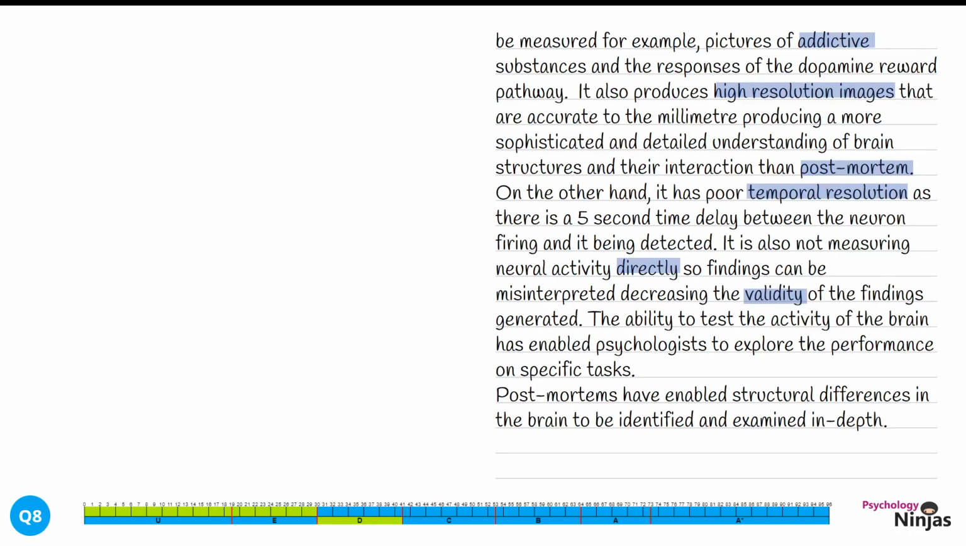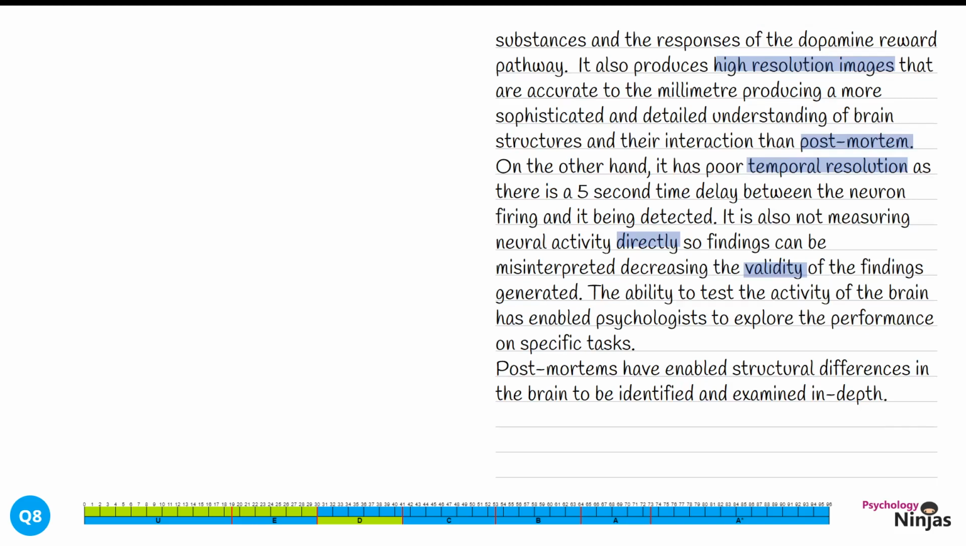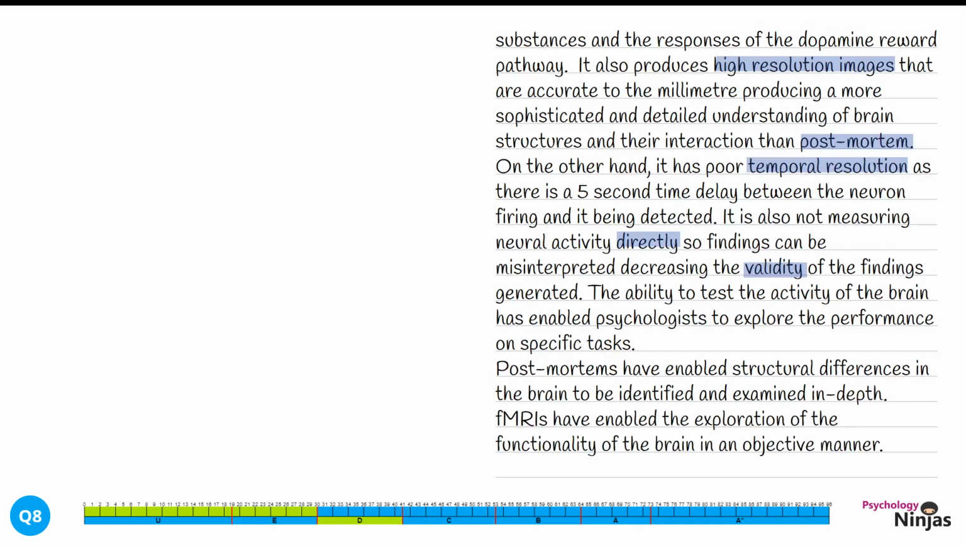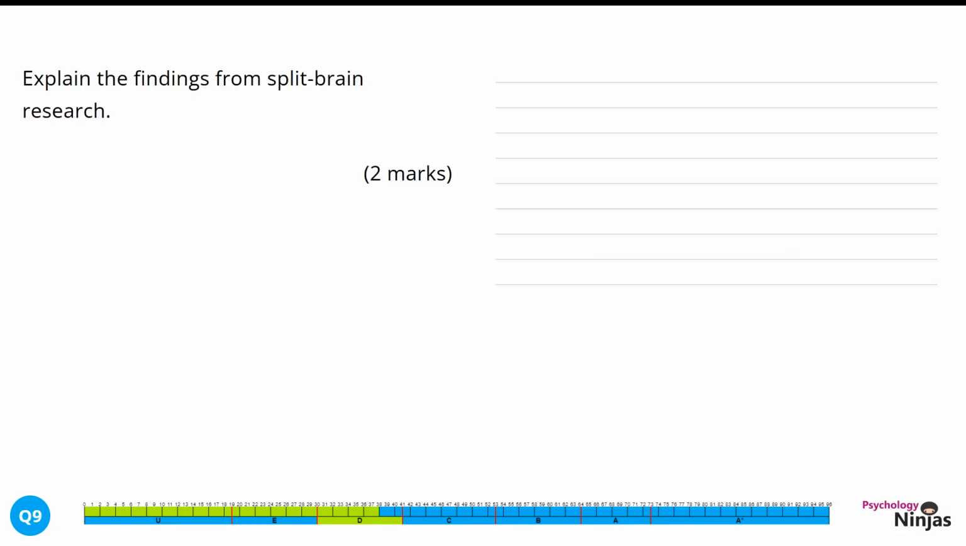Postmortems have enabled structural differences in the brain to be identified and examined in depth. Functional MRI have enabled the exploration of the functionality of the brain in an objective manner. Given the level of detail and depth of our knowledge about these two scanning techniques, that would be enough for our 8 marks. You could do more scanning techniques in less depth in order to answer this same question in terms of ways of studying the brain.